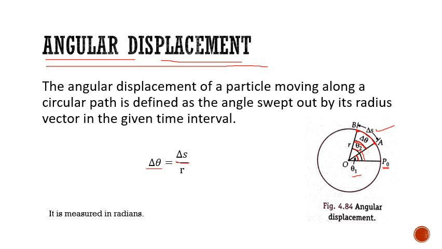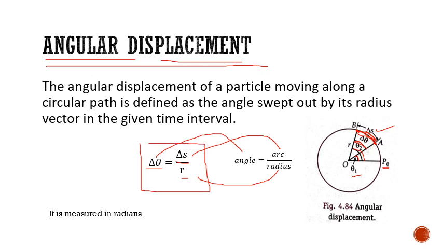That means the displacement covered in a certain time interval, del S, divided by your radius vector. Fine. To relate this, we can also use the basic formula which we have studied in our previous classes. Your angle theta equals arc divided by radius. This distance traveled is the arc. So my angular displacement del theta equals del S by R. Fine. And it is measured in radians.